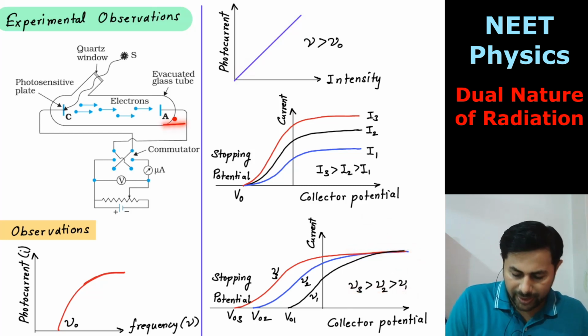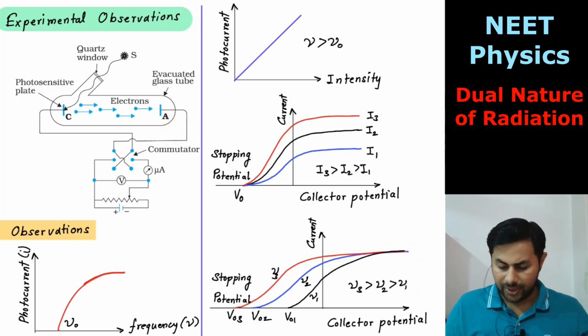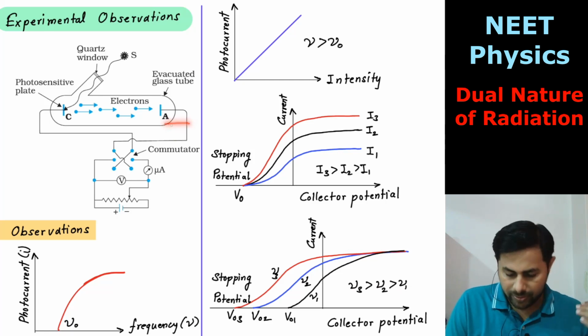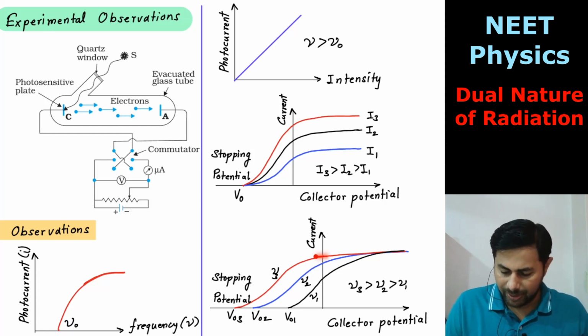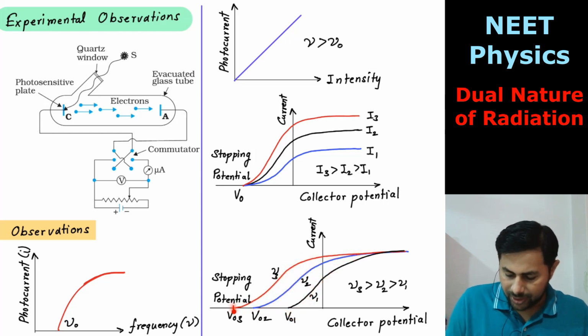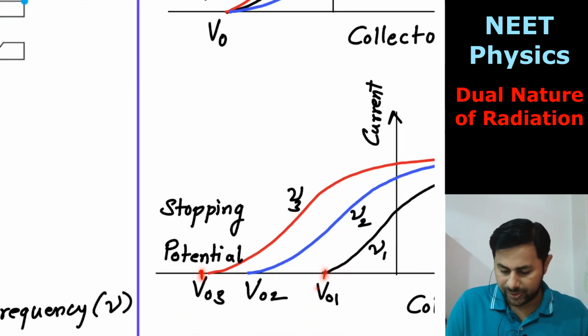If the collector potential is positive, and now you make the potential negative, how much potential difference you need to apply to stop these electrons will be different in different cases. So the stopping potential is different in different cases. See here, for nu3 the stopping potential is this much, for nu2 the stopping potential is this much, and for nu1 the stopping potential is this much, right?